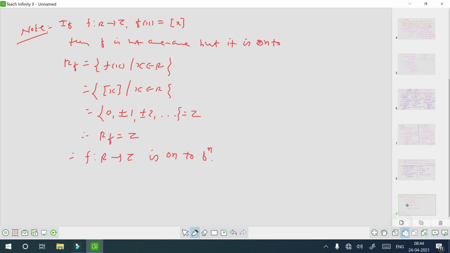Clear? Yes. Now see, for the next example, example number 4, show that the function f from R to R, f of x is equal to the modulus function, is neither 1-1 nor onto. Clear? How to check this thing? Very easy.